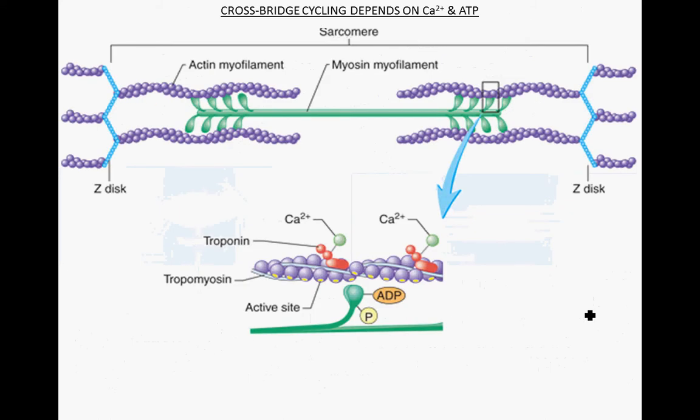And what happens in the cross bridge, a cross bridge is just this, where you get the myosin heads interacting with the actin molecule. So this is what we call the cross bridge. So the cross bridge is going to be where the myosin heads will bind to the actin molecules here. So a little bit of background.